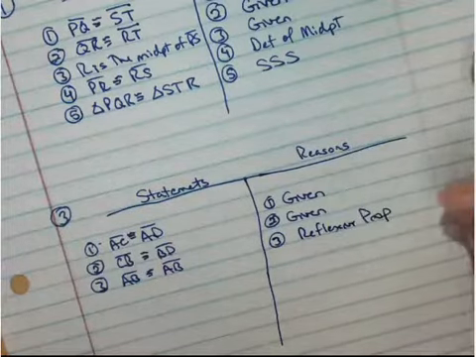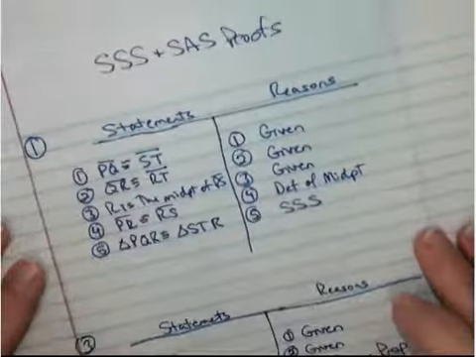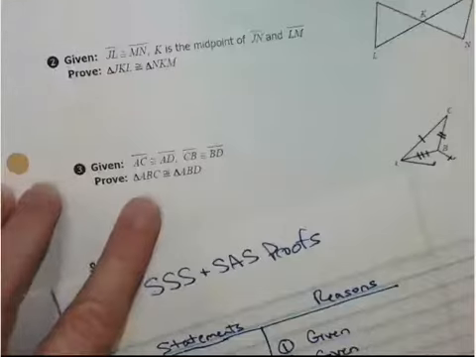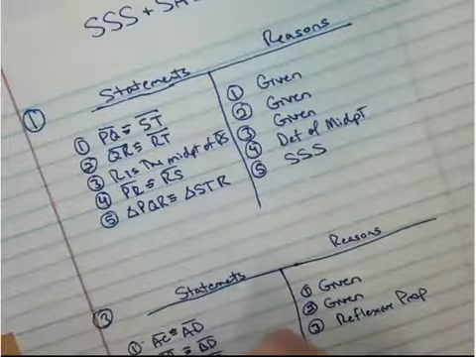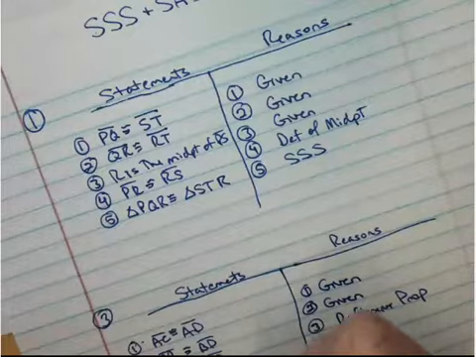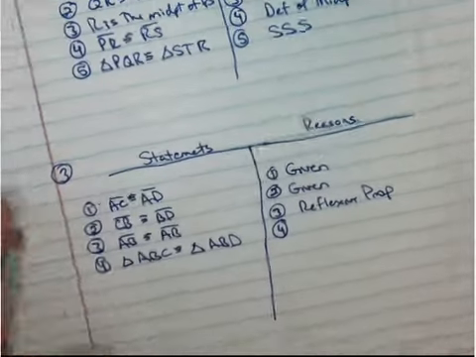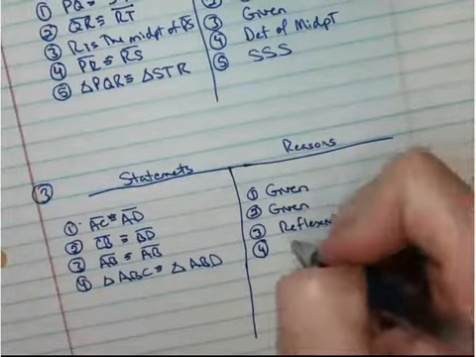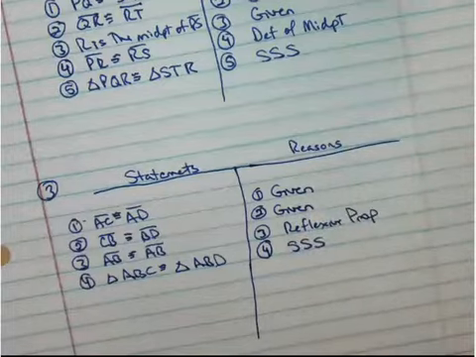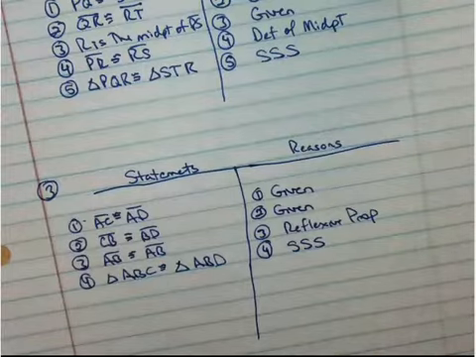Okay, so now I have all 3 sides proven congruent. So my last step is, what am I trying to prove here? The triangle ABC is congruent to triangle ABD. And my reasoning for that, again, is going to be side, side, side. Okay, so that's it for what I'm going to go over for the side, side, side proofs. I'm going to create another video and do 2 of the side angle side proofs.